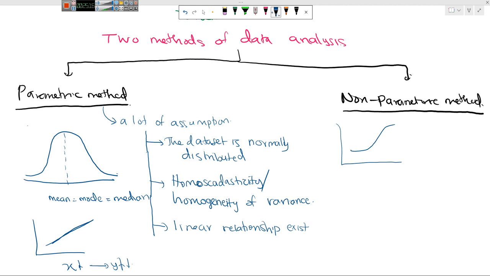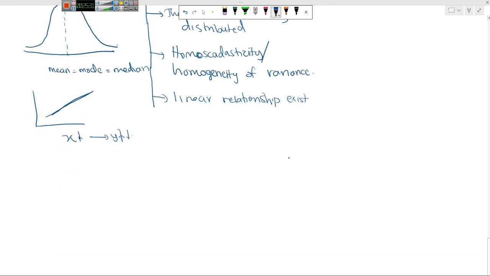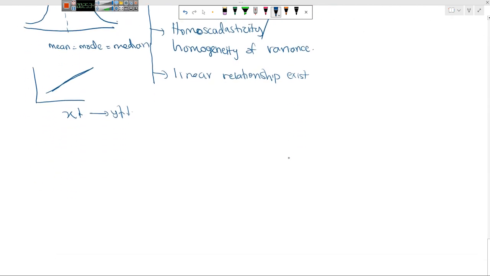Anyhow, we have to know the assumptions that we made in parametric methods. And the next assumption that we made is independence, right? So we assume that the observations in a sample are independent, right? So independence. We assume that the observations are independent.